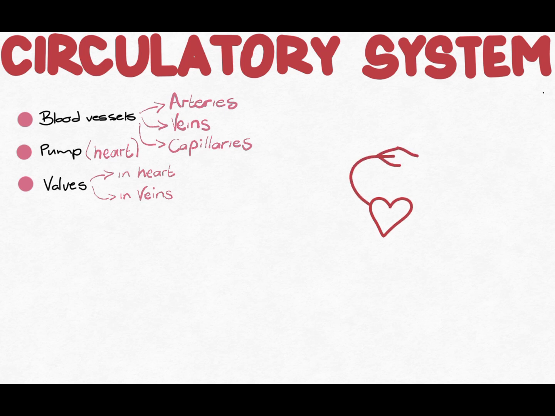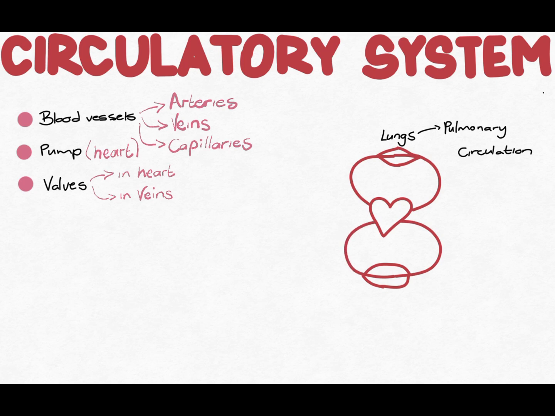Now, the human circulatory system can be divided into two different circulatory systems. The first system goes from our heart, and blood is pumped towards our lungs and then back to our heart. Now, this is called the pulmonary circulation. The second circulation goes then from the heart to all the tissues in our body and then back to the heart as well. And this is called our systemic circulation.